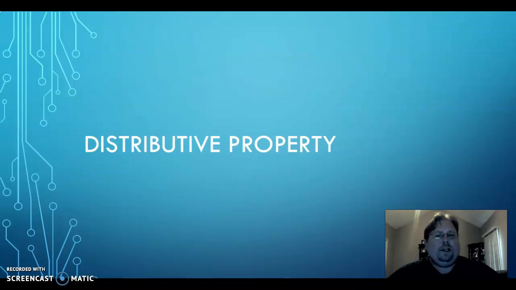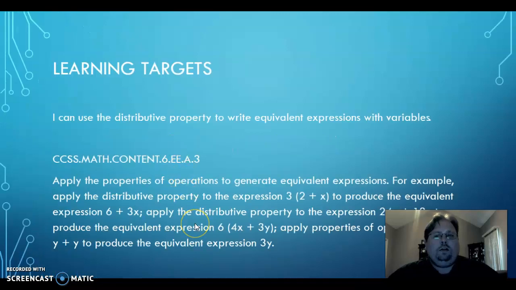Our topic for today is distributive property. Our learning target is I can use a distributive property to write equivalent expressions with variables.